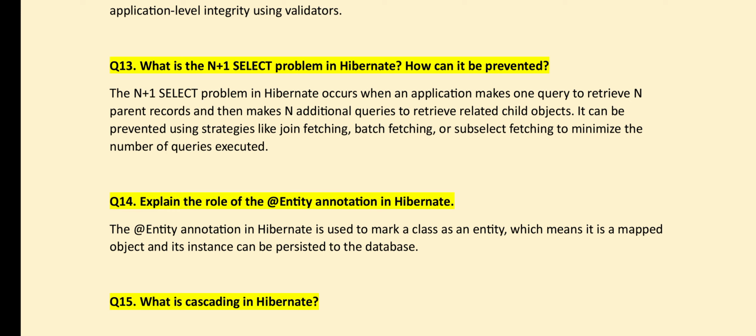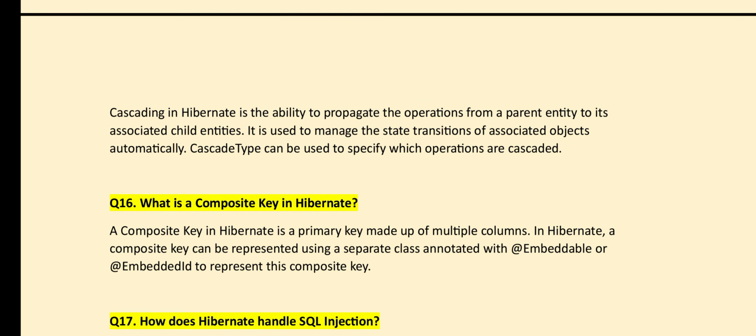What is cascading in Hibernate? Cascading in Hibernate is the ability to propagate operations from a parent entity to its associated child entities. It is used to manage the state transitions of associated objects automatically. Cascade type can be used to specify which operations can be cascaded.